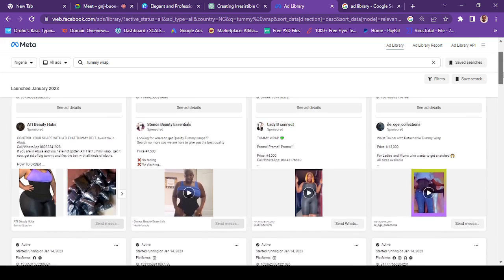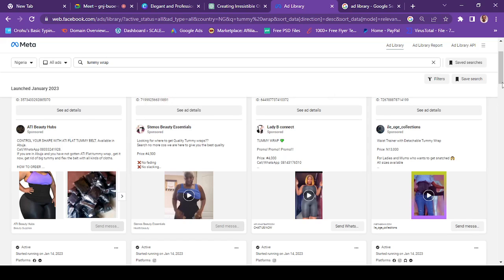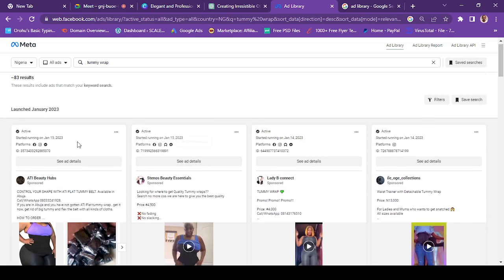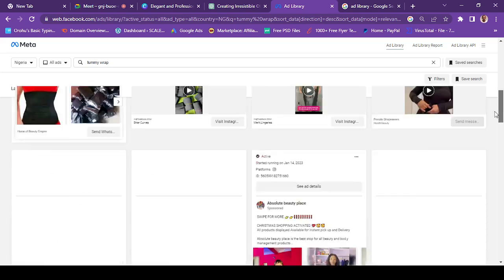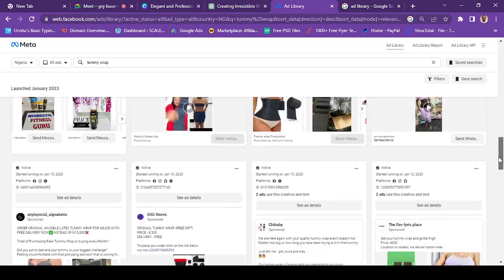Take for instance, this person here has this ad on. The ad started running on the 15th. Today is the 15th, right? Yes, this ad started running today. This one started running today as well. This one started running yesterday. Now let's go down to the ones that have been running for a while.